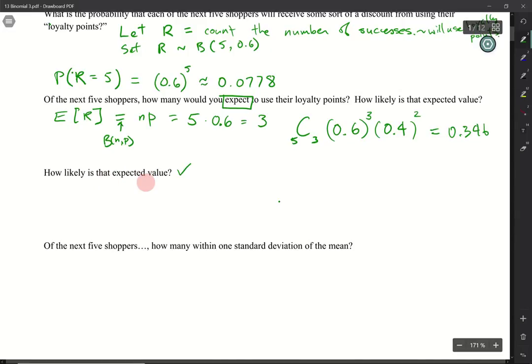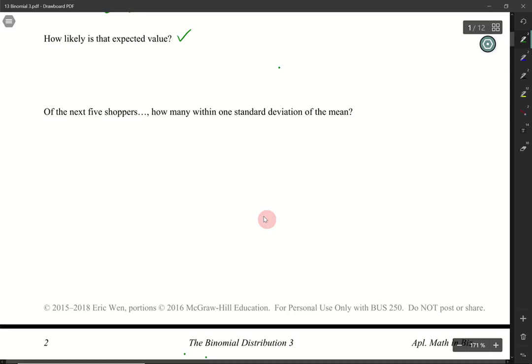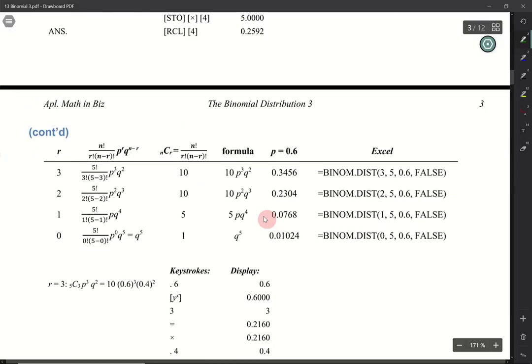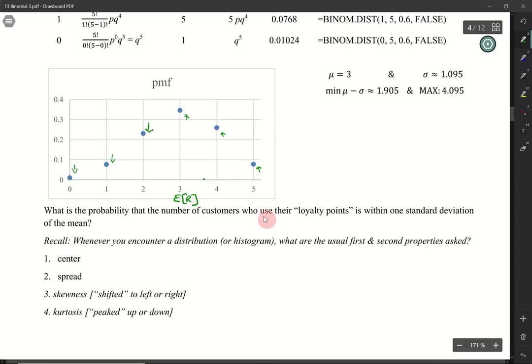Okay, so of the next 5 shoppers, how many within 1 standard deviation of the mean? So now this is really more of a statistics question. But that's kind of where we want to go, right? We kind of want to go into statistics. So we have this mean, and there's this sigma, there's this standard deviation, right?